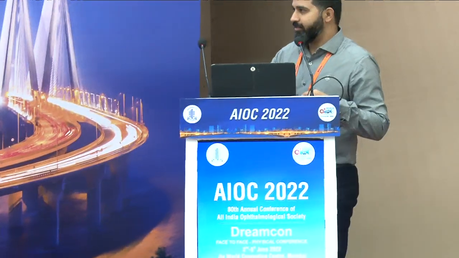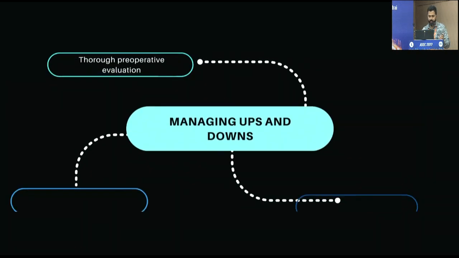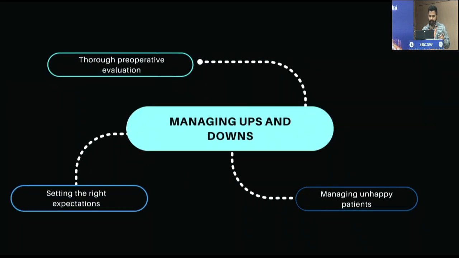So thank you so much for having me. We've had some excellent clinical and surgical talks. Mine is on a slightly different tangent. Refractive surgery now, in most cases, gives you the ideal outcome. But as we know, you can't always get it. So how do we prepare ourselves for it, and how do we protect ourselves when that does happen? It's important to have a thorough preoperative evaluation, set the right expectations, and then manage those unhappy patients.